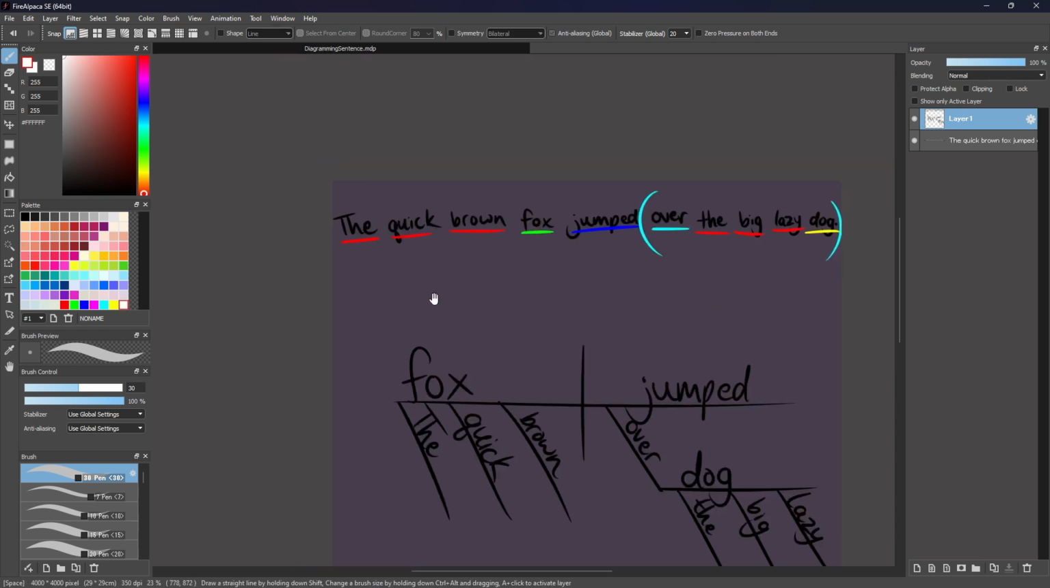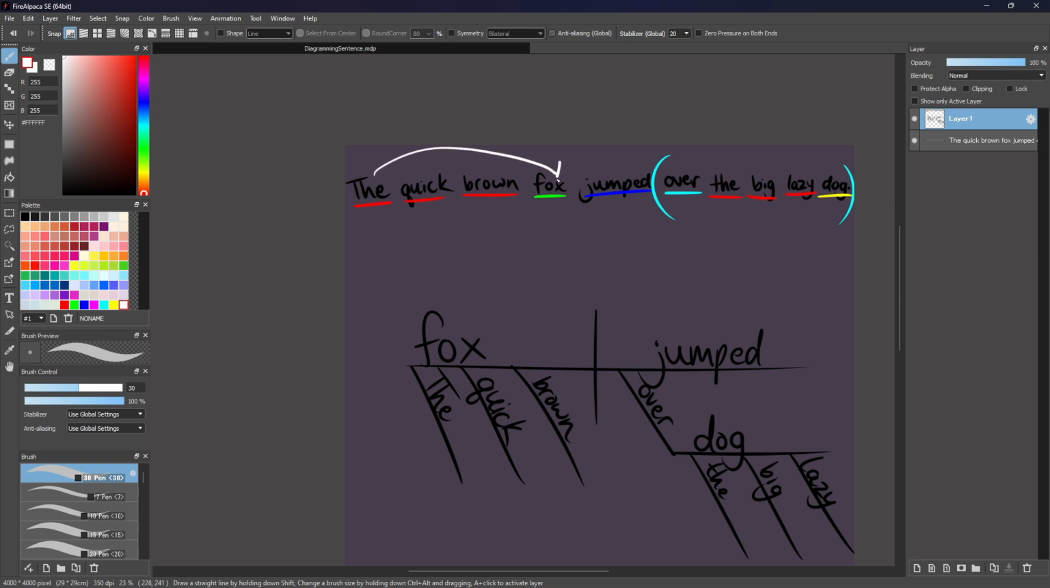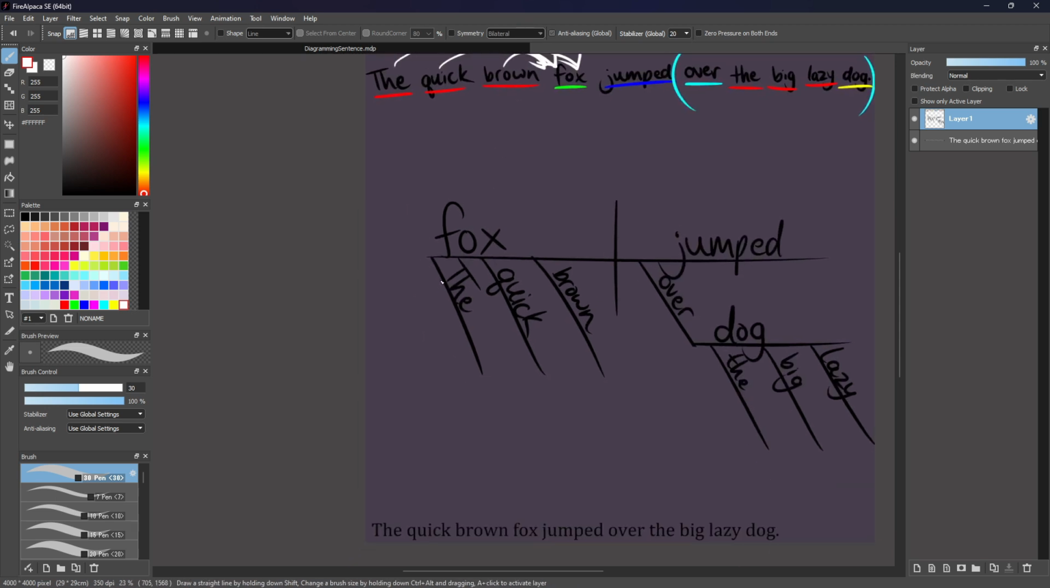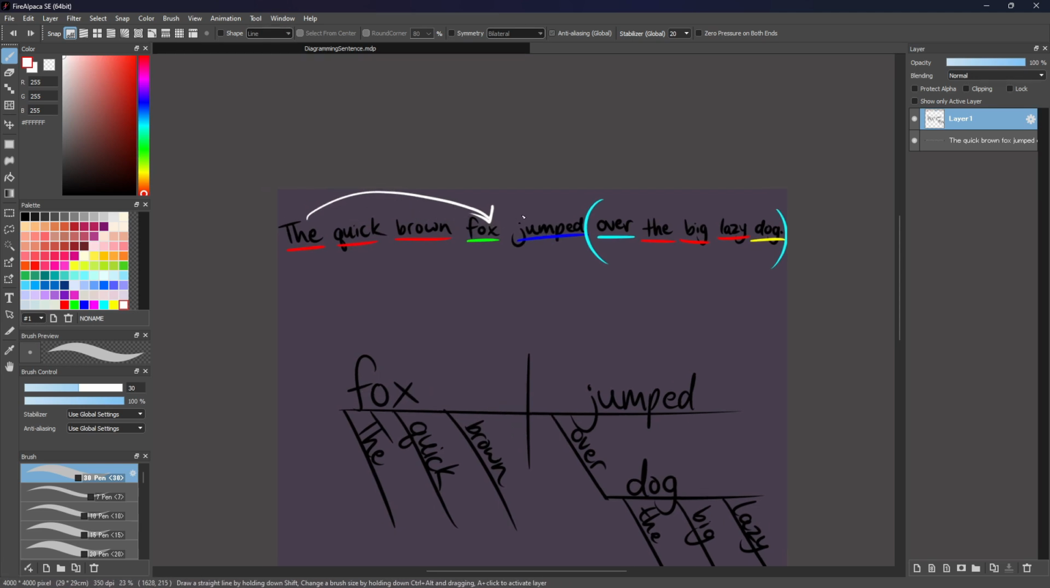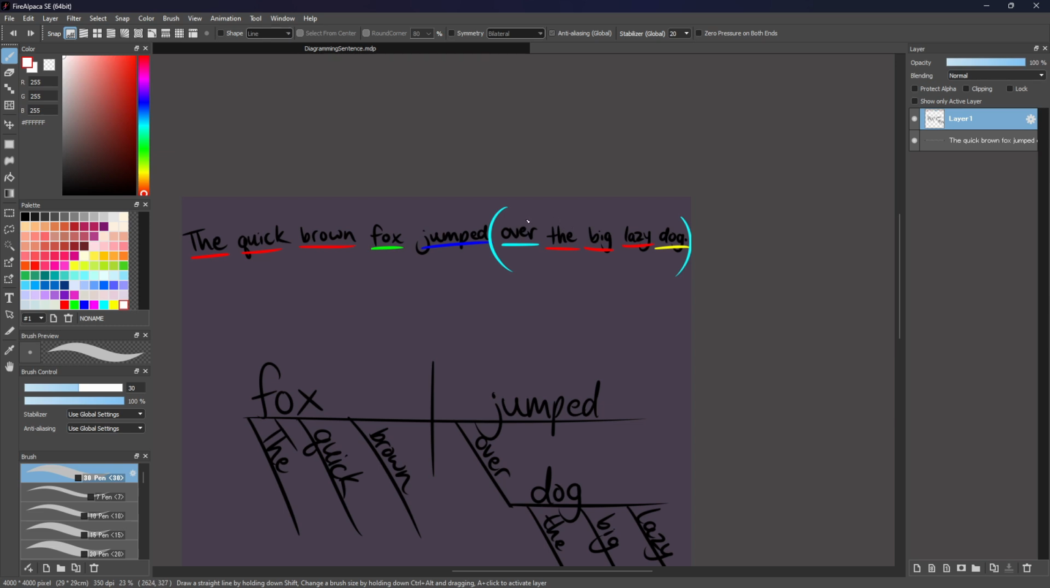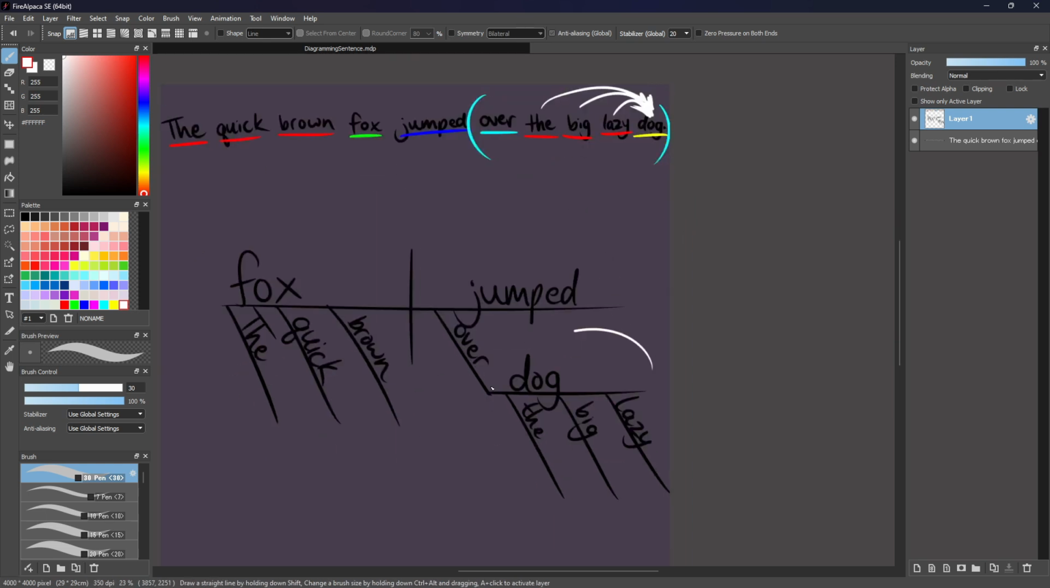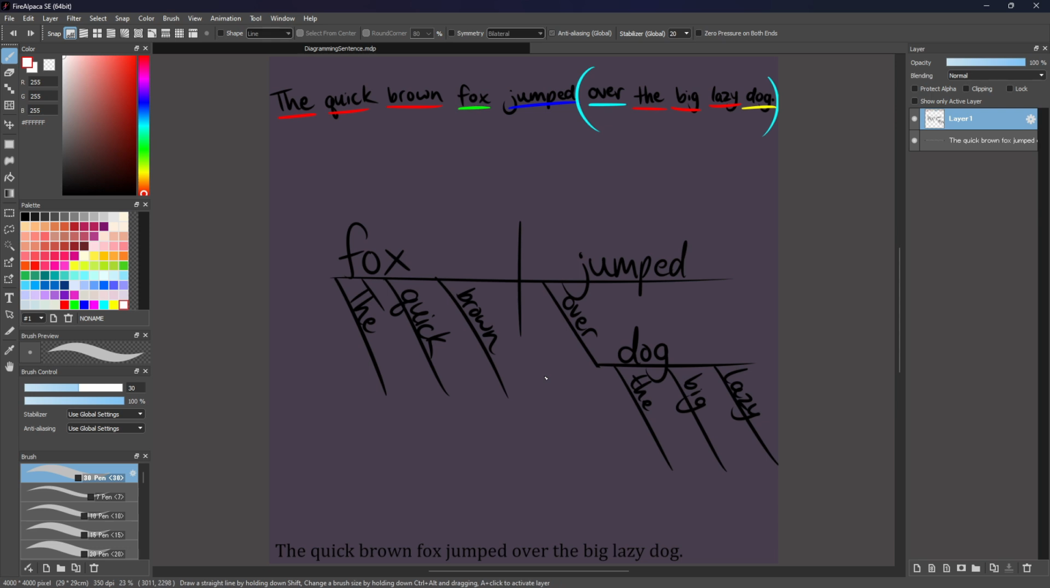And let me just draw this real quick. The is an article which describes fox, quick also describes fox, and brown also describes fox, which is why they are all under fox. And the same goes for over, the, big, lazy, dog. Technically, these are all describing dog, but over is a preposition, so we're not going to draw an arrow there. The, big, lazy, all describe dog, so they go under dog here. Alright, hope that clears something up, because I forgot to do that earlier.